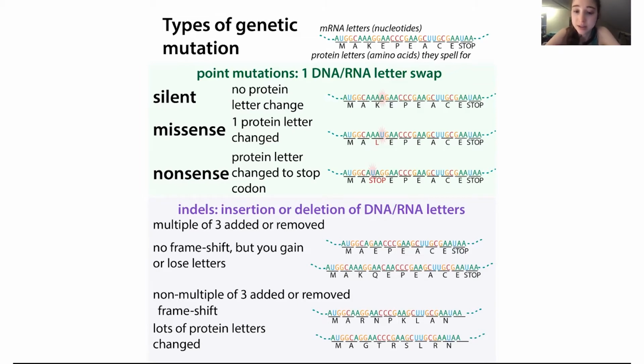If it were just adding something like CA, it would shift the reading frame. That would mess things up and put in different letters. This can cause huge problems because you basically mess up everything after it.